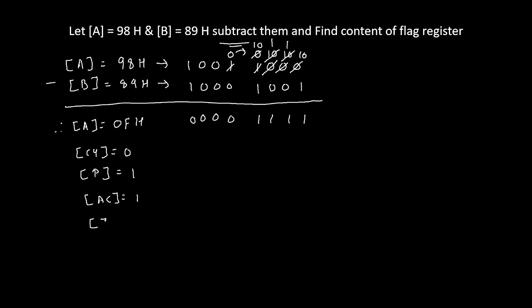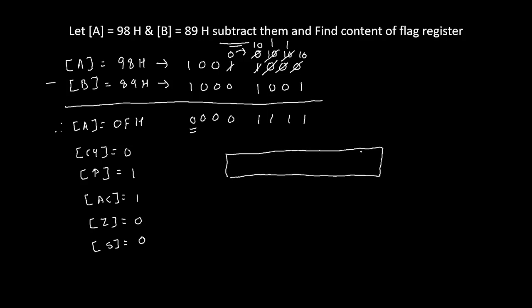Then we will check 0 flag. Now our answer is a non-zero number. That's why 0 flag will remain 0. And finally, we will check sign flag. Sign flag always follows MSB, and MSB is 0, that's why sign flag is 0, and we may say that our answer is positive. Then we got all possible values of flags.